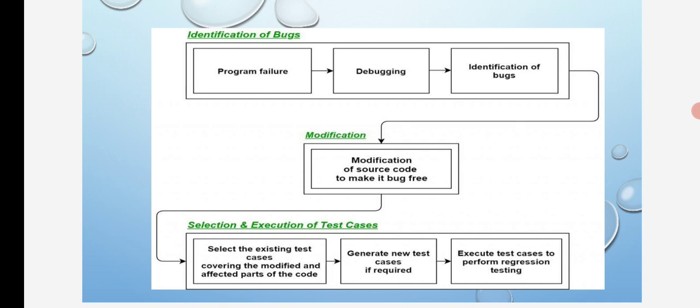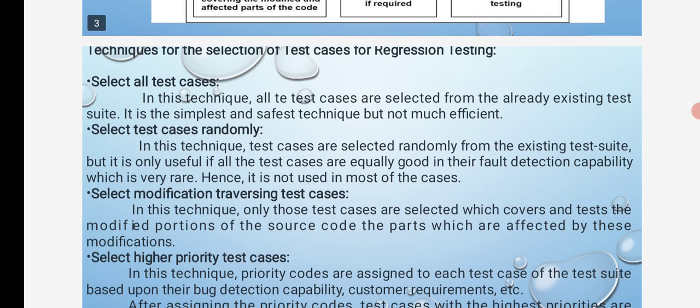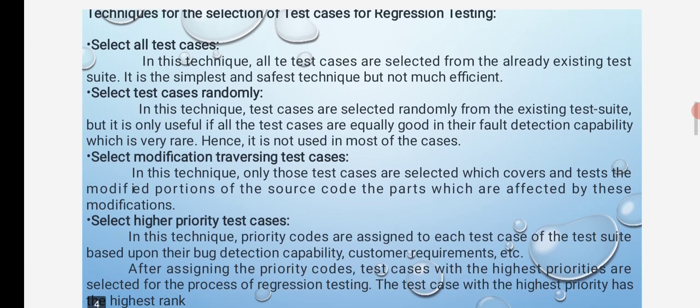Here, program failure, debugging, identification of bugs and modification of source code to make it bug free. Then the selection and execution of test cases: select the existing test cases covering the modified and the affected parts of the code, generate new test cases if required, and finally execute test cases to perform regression testing. The techniques for regression test case selection are as follows. First, select all the test cases.